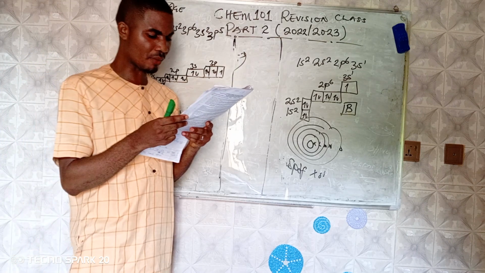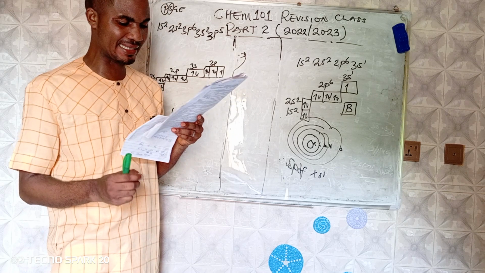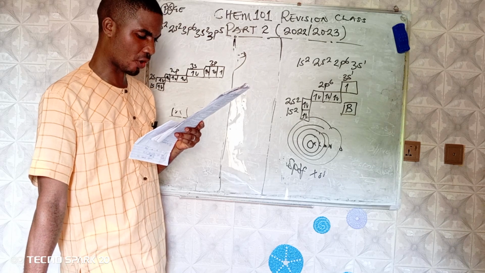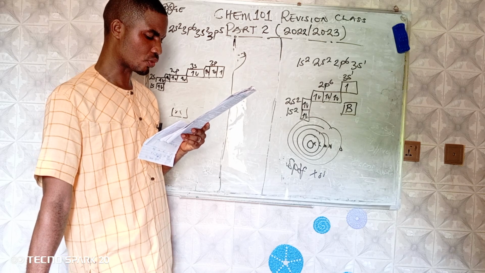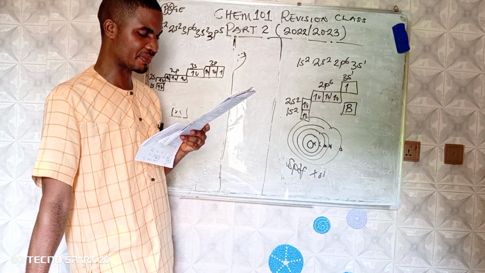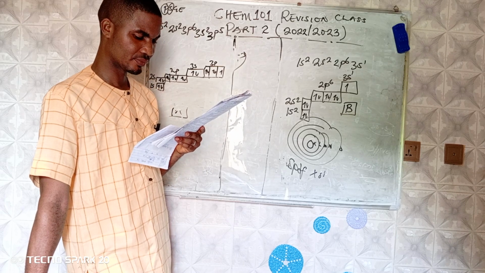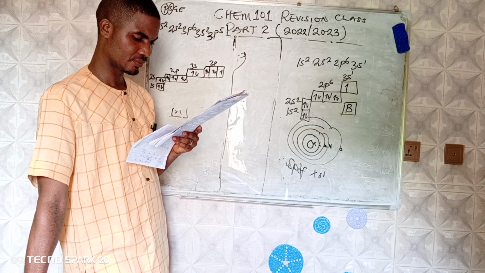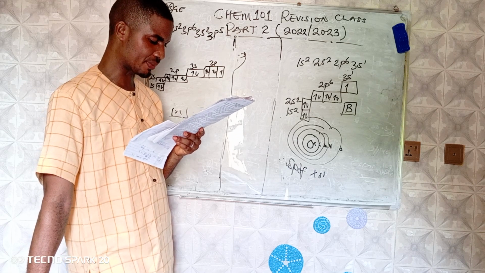49. The quantum mechanical description of a chemical bond formed by interaction of atomic orbitals. I don't think there is a correct option there. 49 has a little problem.